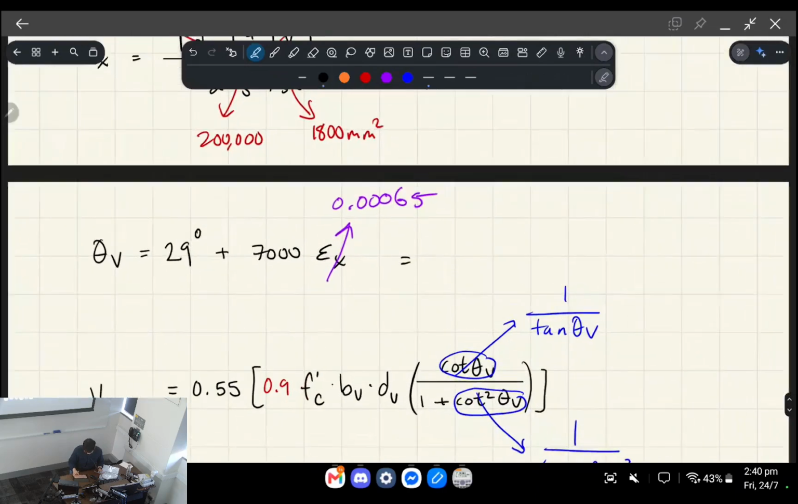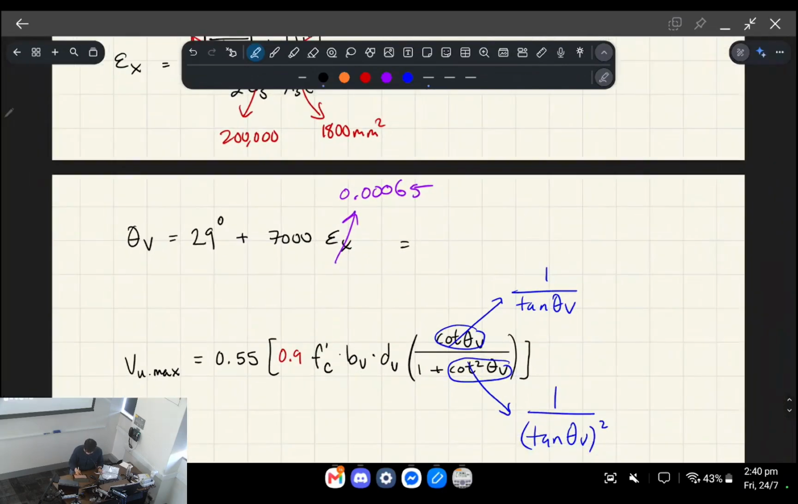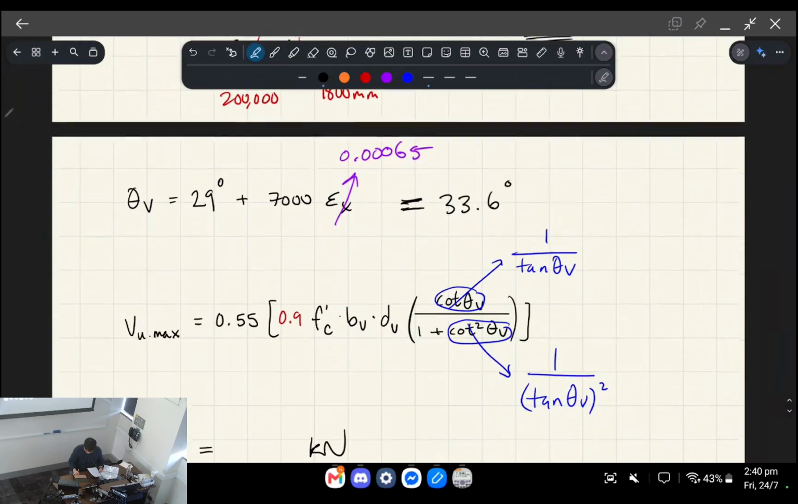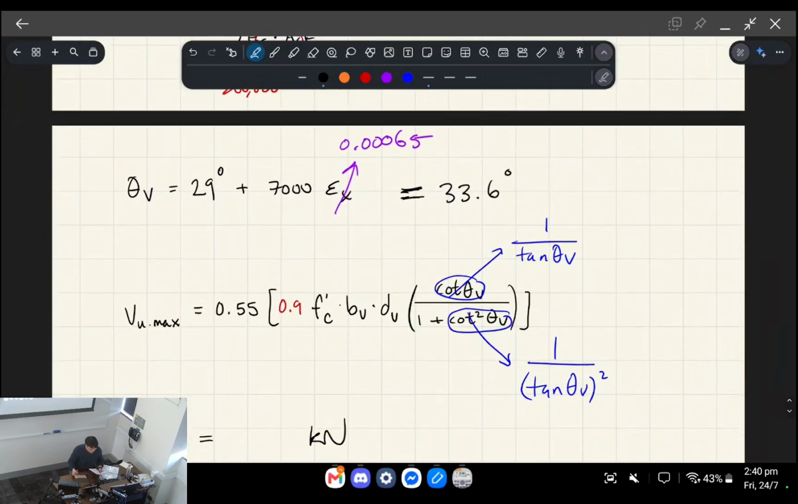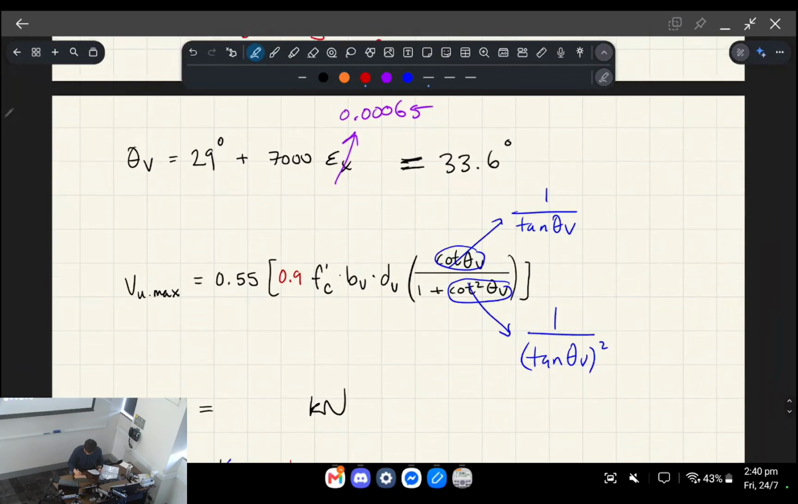That's basically what I'm going to say for the rest of this workshop. You plug this in and you get this, and you plug this in and you get this. It's just a matter of following this flowchart and plugging values in. So this gives you theta v equal to 33.6 degrees. I'm scrolling down, following this little flowchart. Now that we have all of the values that we need, we're going to plug everything into VU max, this formula. Just plugging values in.